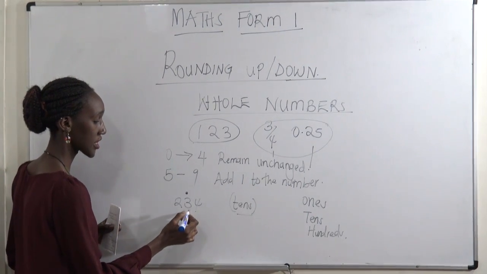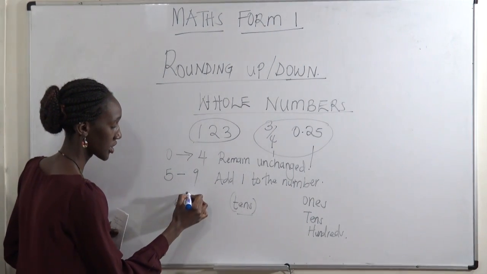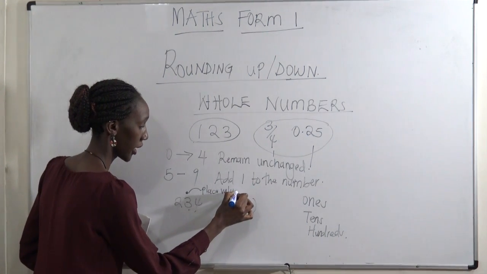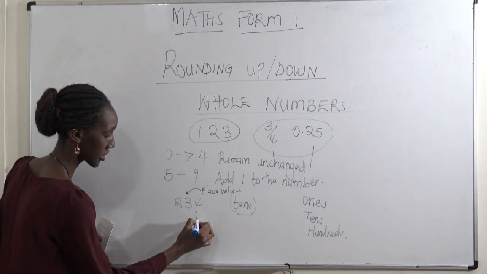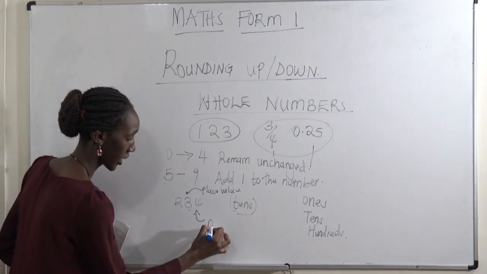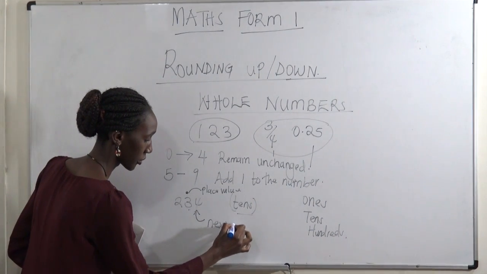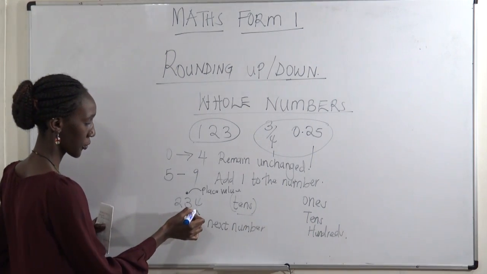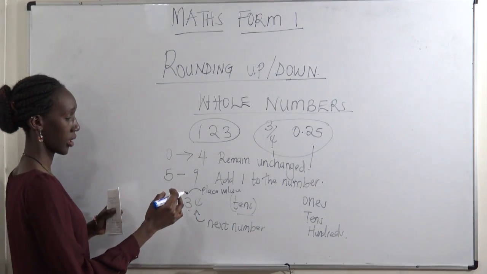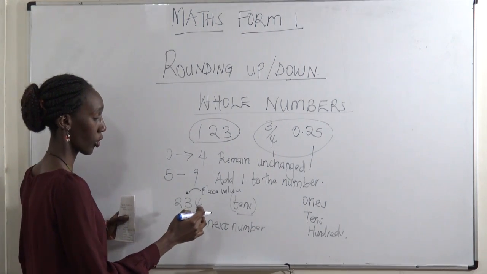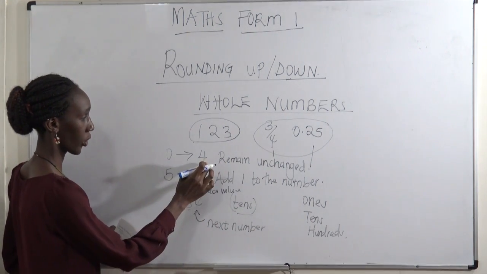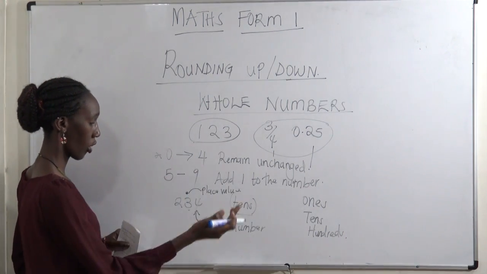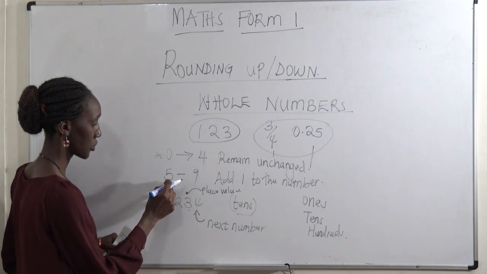So I'm going to look at the next number. So this is the place value. Then look at the next number here, the next number after the place value. Ask yourself, is this 4? Is it greater than 4? Is it greater than 5 or less than 5? So where does it fall? Does it fall within this range, 0 to 4? Or does it fall between the other range?